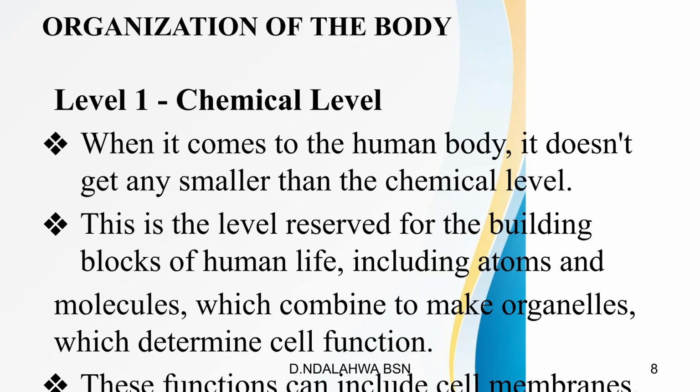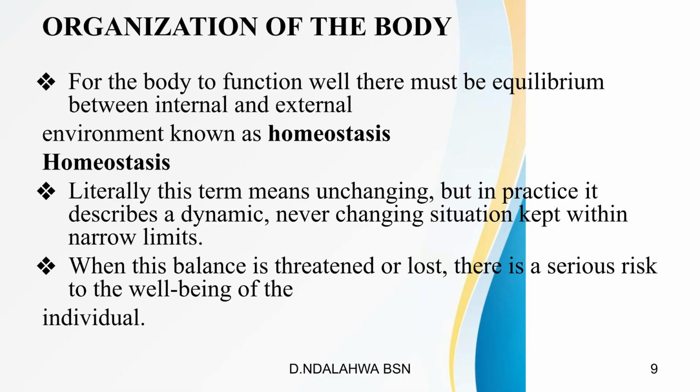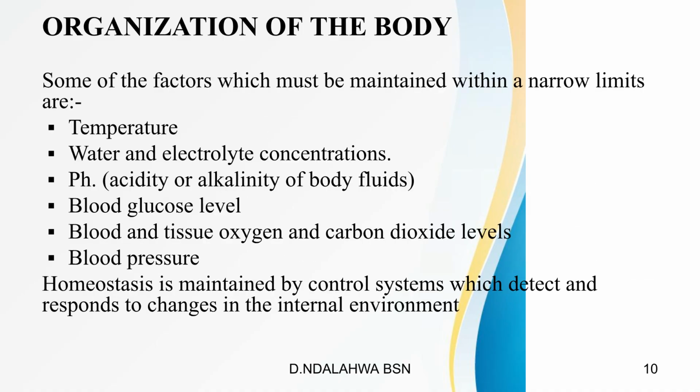The organization of the body starts at level 1, the chemical level. This includes atoms and molecules, which combine to make organelles, such as cell membranes, mitochondria, and ribosomes, which determine cell function. For the body to function well, there must be an equilibrium between the internal and external environments, known as homeostasis. This dynamic balance is kept within narrow limits, and if threatened, it poses a serious risk to the individual's well-being. Factors maintained within narrow limits for homeostasis include temperature, water and electrolyte concentrations, pH, blood glucose level, oxygen and carbon dioxide levels, and blood pressure.